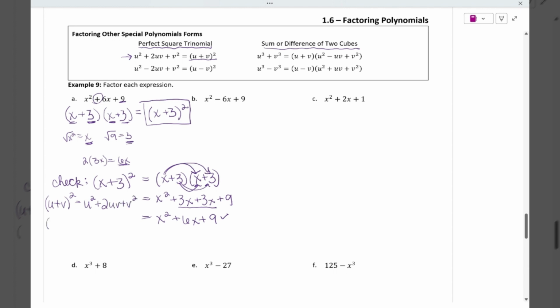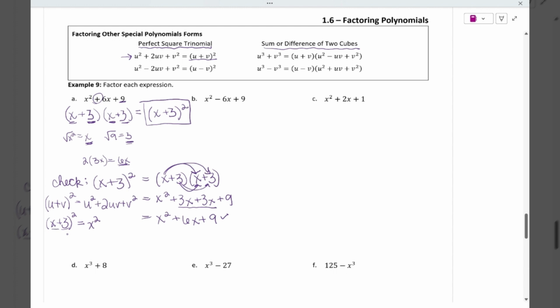So in this case, u and v are x and 3. So using the formula, I could multiply the (x + 3) squared. Instead of FOILing, I can plug it all into the formula. So u squared becomes x squared. So you take the first term, square it. And then 2uv, then you take the two terms multiplied.